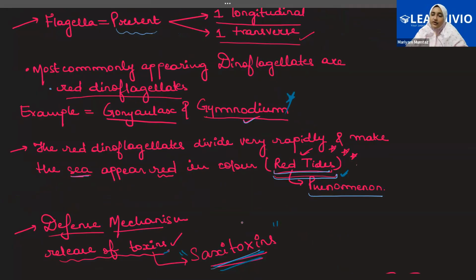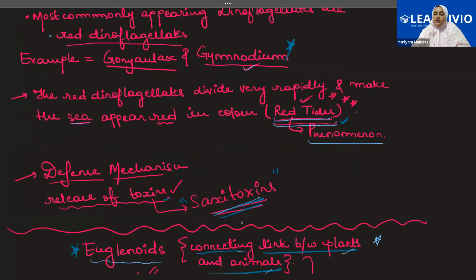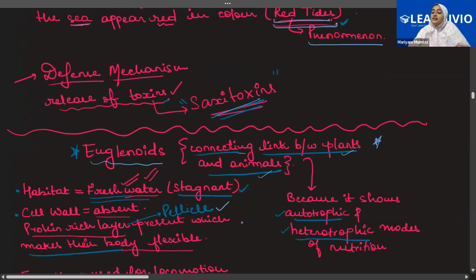And how is it formed? They divide a lot. And since they are red in color and are present in the sea, the whole entire sea appears red in color. The phenomenon is called red tide. Talking about their defense mechanism, they release certain toxins so that they can defend themselves, and these toxins are known as saxitoxins, and whichever organism comes to attack these dinoflagellates gets the toxin in them. Clear?